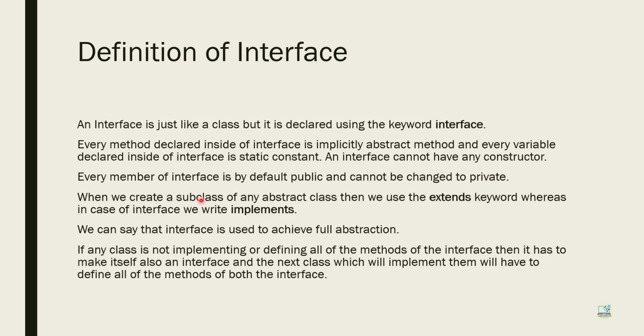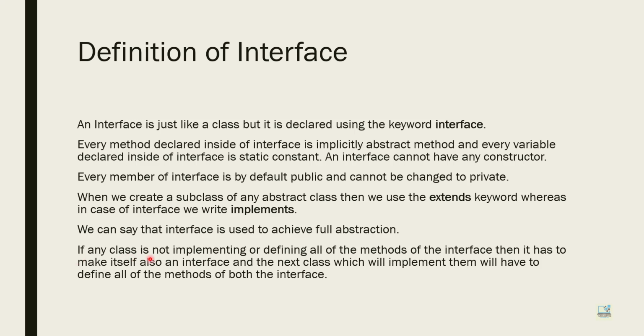When we create a subclass of any abstract class, we use the extends keyword. I showed you that example, in which the extends keyword was used. But when we are talking about an interface, we don't use the extends keyword. We use the keyword implements. We can say that an interface is used to achieve full abstraction. How? In an abstract class we can have normal methods and normal variables also, but in an interface all the variables are final static and all the methods are abstract, so it is used to achieve full abstraction.